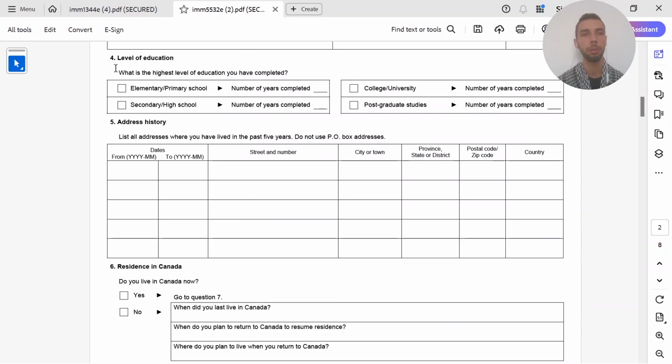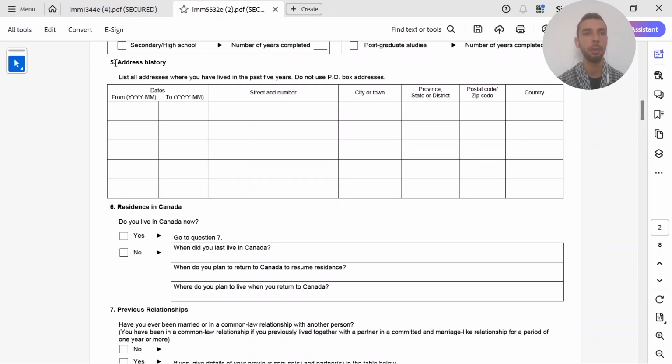And here you have to respond what is your level of education with the number of years completed for each level. So primary school, how many years, secondary school, college or university, and postgraduate studies if you have any. And here you enter the list of your addresses in the past 5 years.